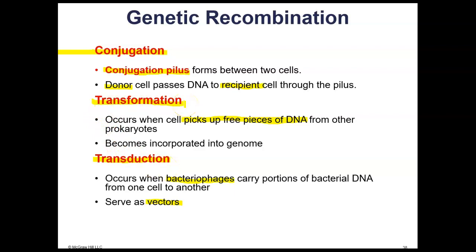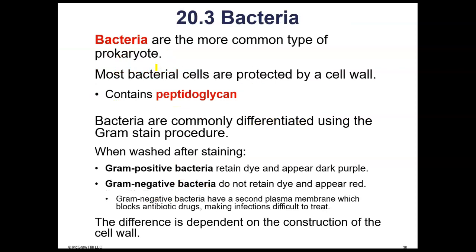Transformation is when bacteria pick up DNA from their environment, often from other dead bacterial cells. And then conjugation is when the DNA is transmitted from donor to recipient, and both donor and recipient are bacterial cells. Okay, now we're on section 20.3, which is specifically on the domain bacteria.